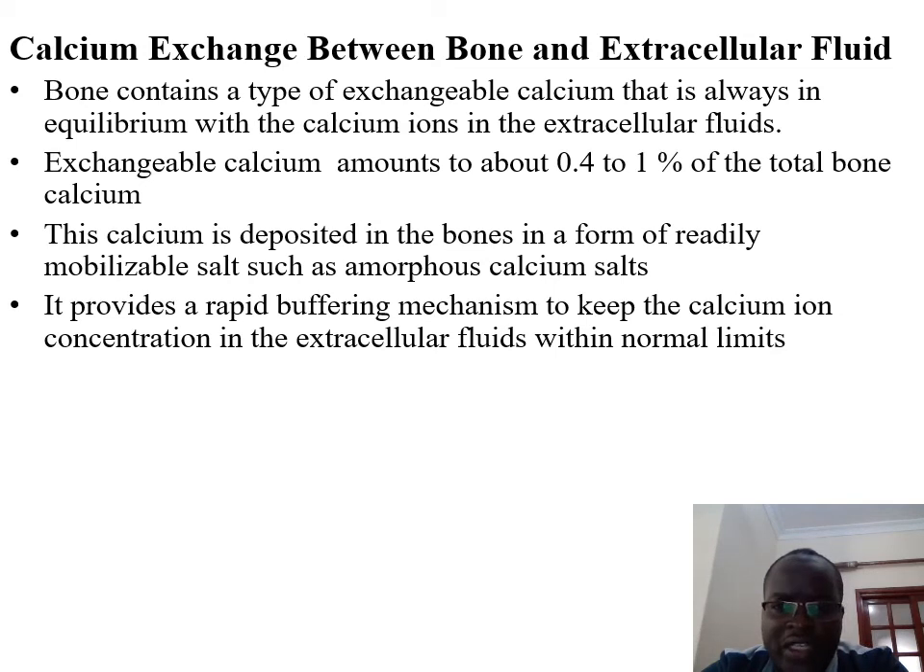Calcium exchange between bone and the extracellular fluid. So the amorphous type of minerals are the ones that are being exchanged with the extracellular fluid. Bone contains a type of exchangeable calcium that is always in equilibrium with the calcium ions in the extracellular fluid. Exchangeable calcium amounts to about 0.4 to 1% of total bone calcium. This calcium is deposited in the bones in the form of readily mobilizable salts such as amorphous calcium salts, like I've already explained. It provides a rapid buffering mechanism to keep the calcium ion concentration in the extracellular fluids within the normal limits. So the normal control of calcium concentration in the extracellular fluid is provided by the amorphous type of calcium that can easily be mobilized from the bone tissue to the extracellular fluid.